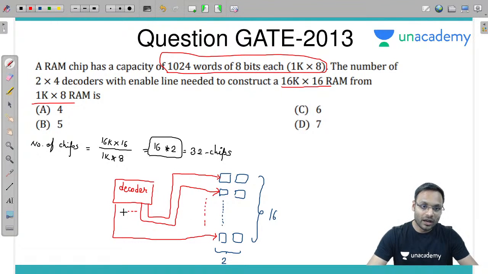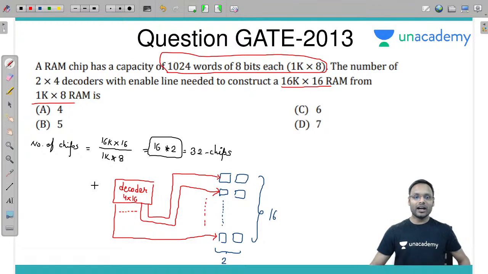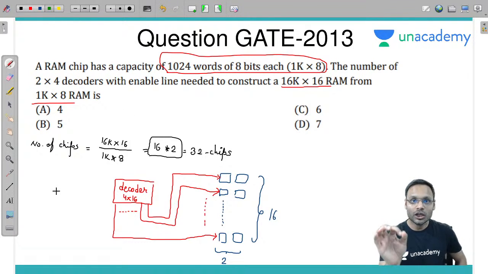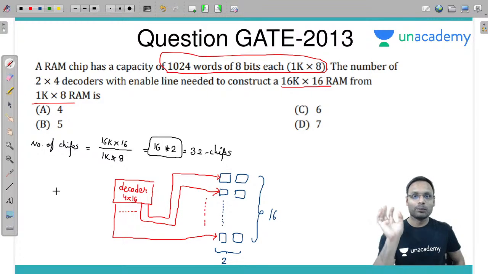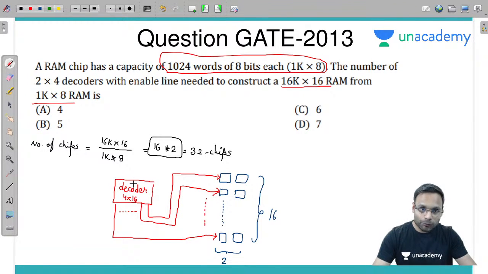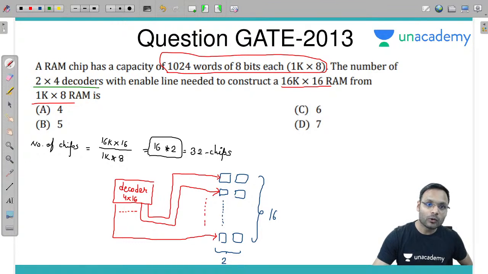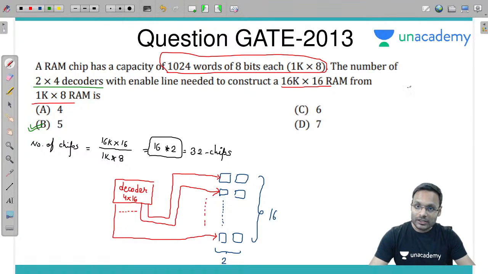Now you tell me how many outputs need to be generated from the decoder if we are selecting one complete horizontal arrangement of two chips by one output. Such kind of 16 outputs, which means I need a decoder of 4 cross 16. Now the question has been reduced to a digital logic problem: to implement a 4 cross 16 decoder, how many 2 cross 4 decoders are needed? And the answer is 5. How? 16 outputs you need.